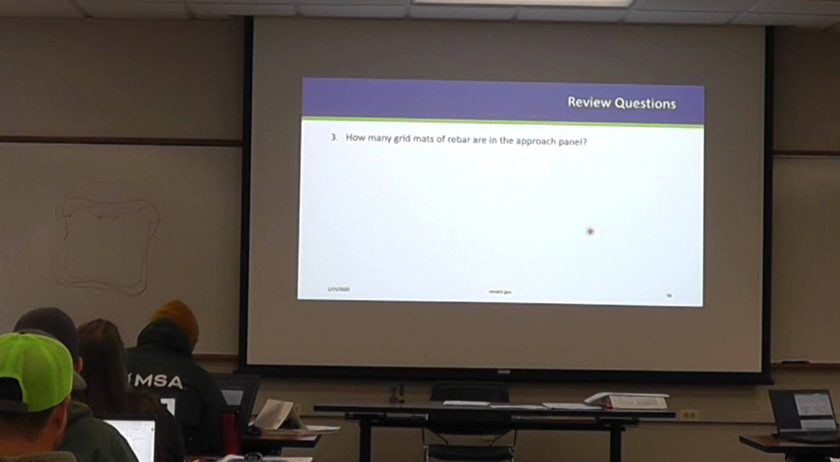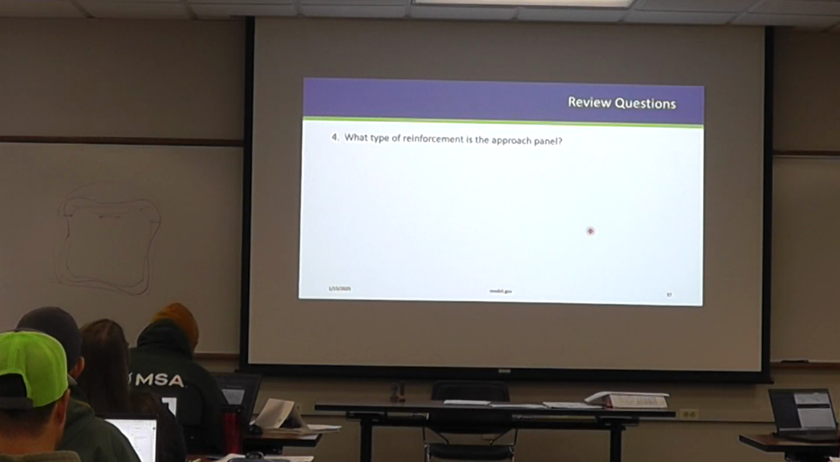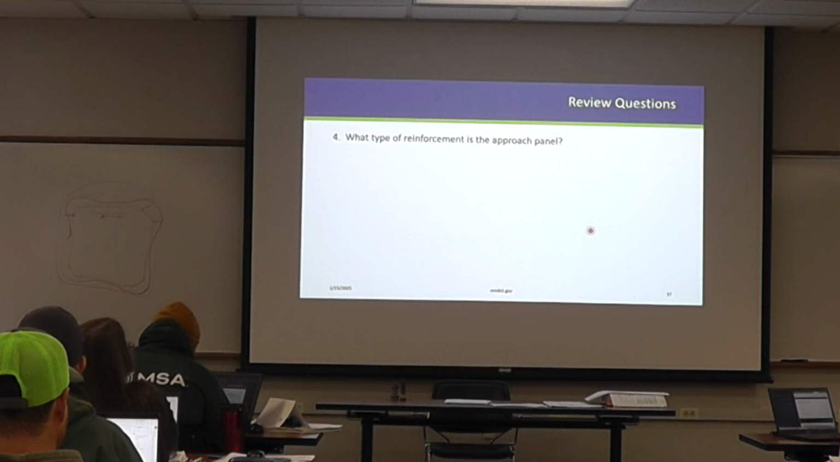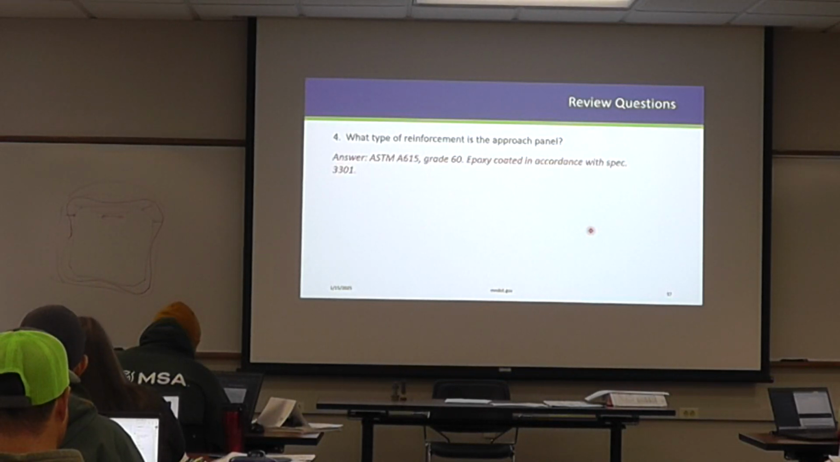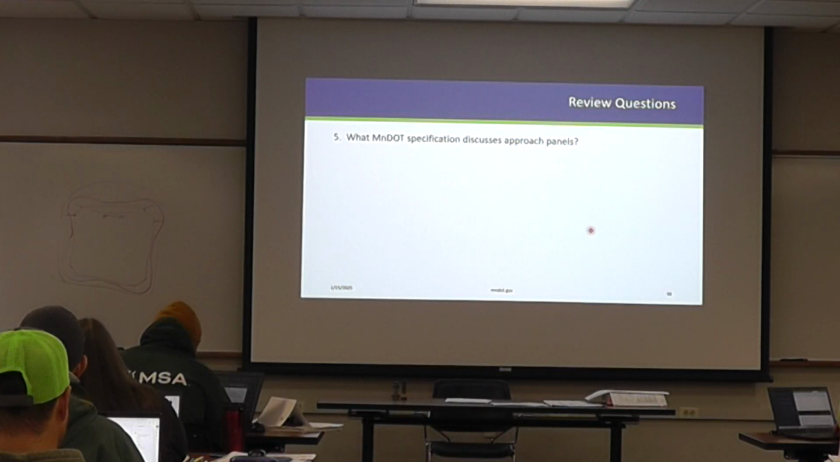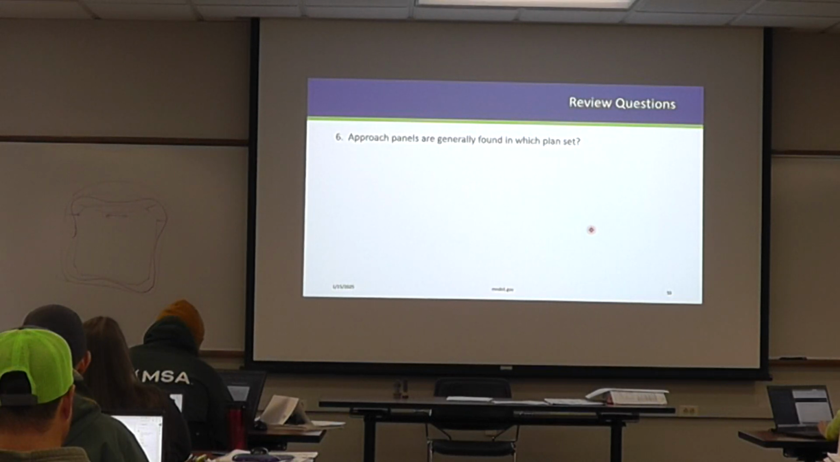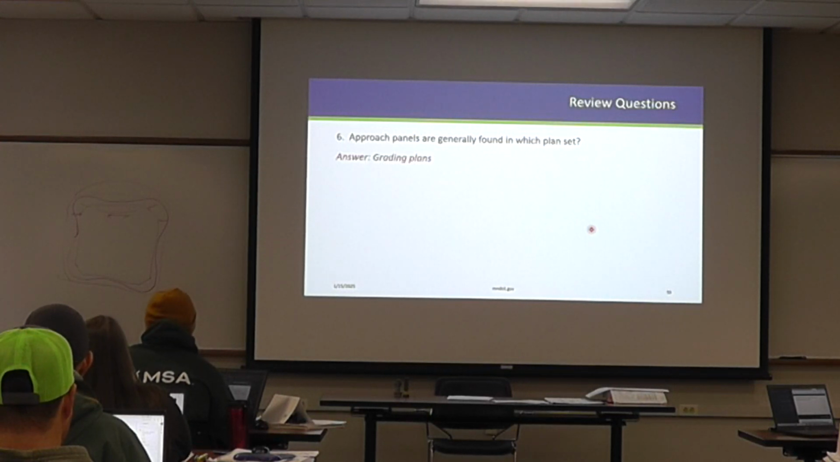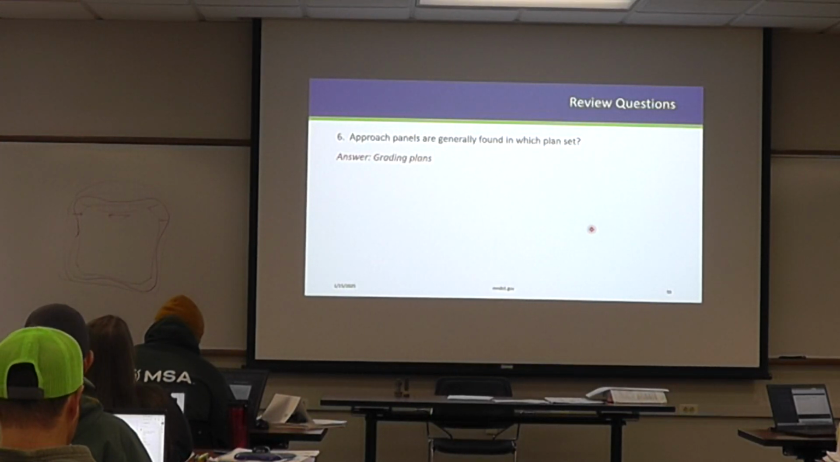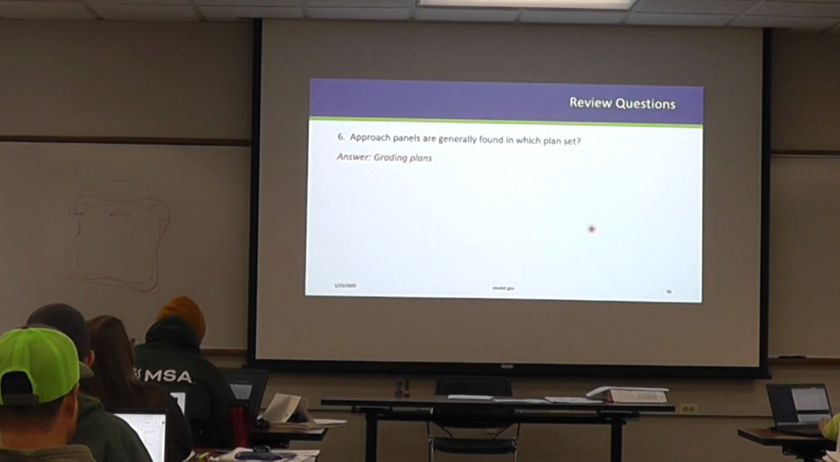How many grid mats of rebar are in the approach panel? What type of reinforcement is in the approach panel? Green. Yeah. Basically, yeah. Which MnDOT spec discusses approach panels? Yep, I heard it. 2406. And approach panels are generally found in which plan set? Bridge. Grading plans. Yep. And what do grading people know about concrete pavement?